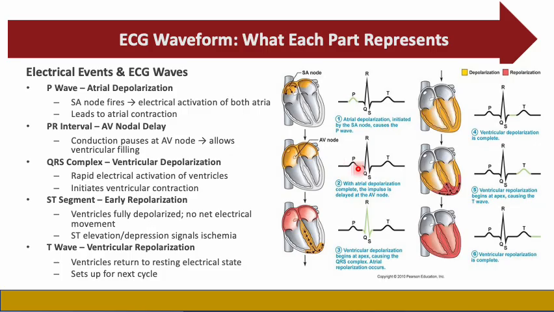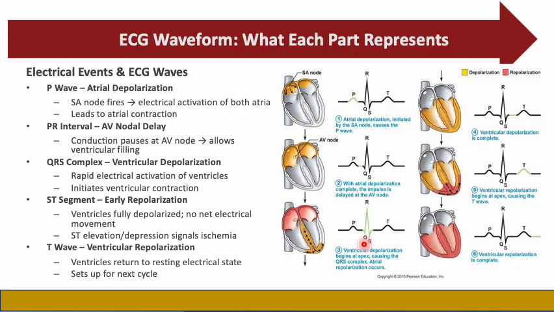Next, you have the PR interval. This is due to AV node delay. So you have the contraction, the electrical impulse. It goes from the SA node down to the AV node. The AV node will cause the conduction to pause. This allows for the ventricle to fill with blood. That's reflected through the PR portion of your complex.